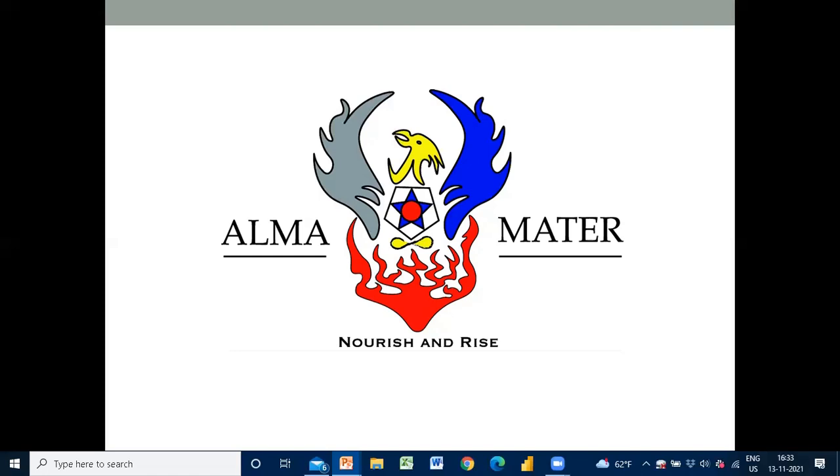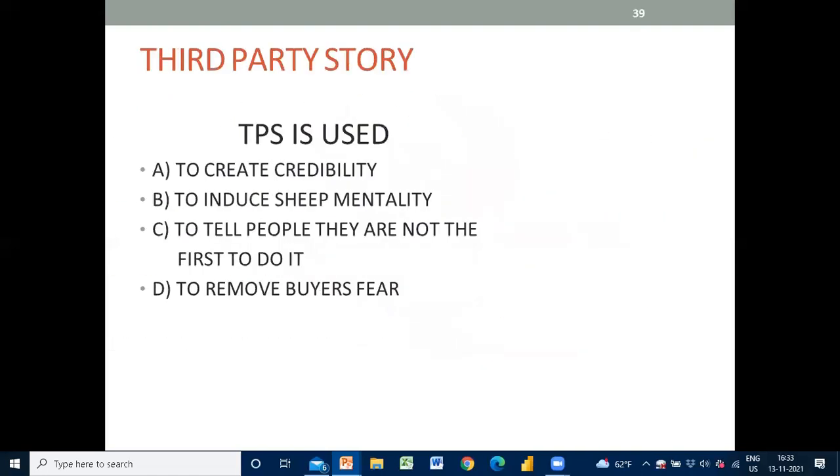So continuing with today's session, the first thing that we are going to cover is called the third party story, which is the third tool of the trade.